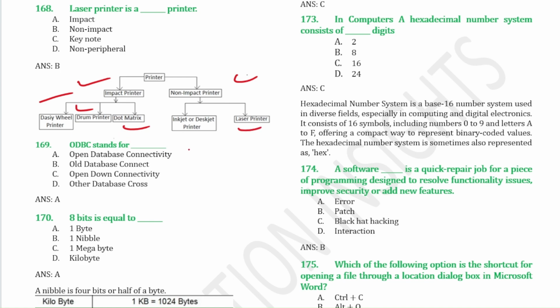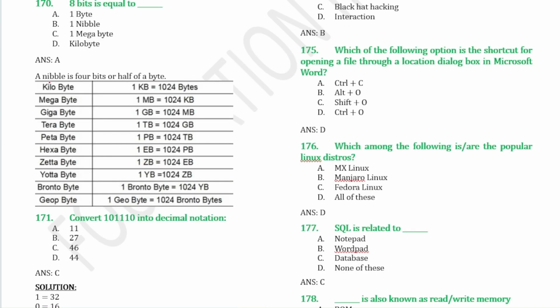ODBC stands for Open Database Connectivity. Next question, 8 bits is equal to 1 byte, and then we know that 1 nibble is equal to 4 bits or half a byte. So you can go through this table.